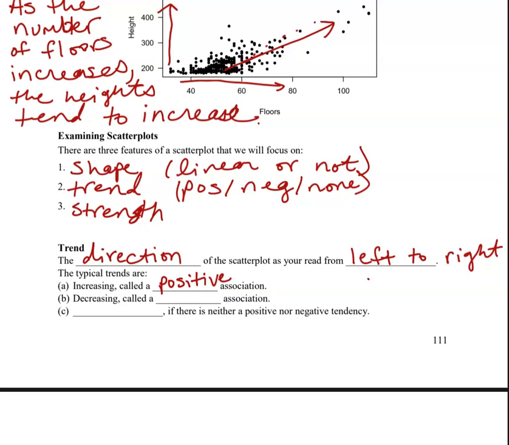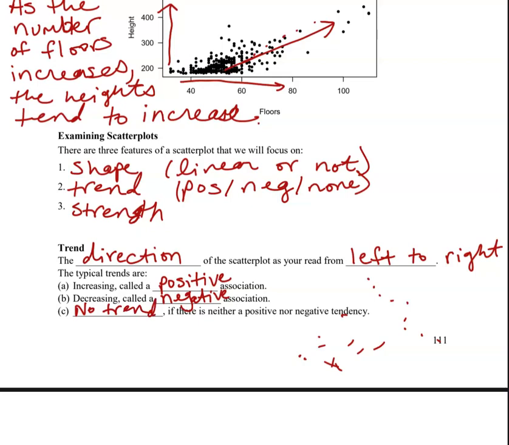If, on the other hand, the points were going down from left to right, that would be a decreasing trend or a negative association. And if there is neither a positive or negative tendency, in other words, if the points are just kind of all over the place with nothing definitive happening, then we could say that there is no trend. That is possible.